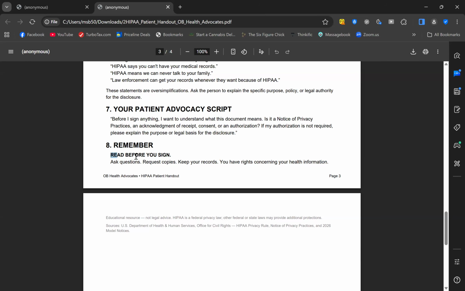So always read before you sign, ask questions, request copies, keep your records, and know your rights concerning your health care information. So that's what I have.